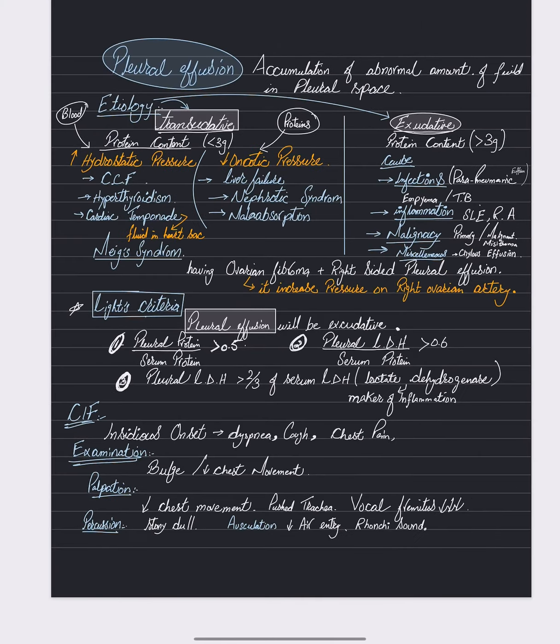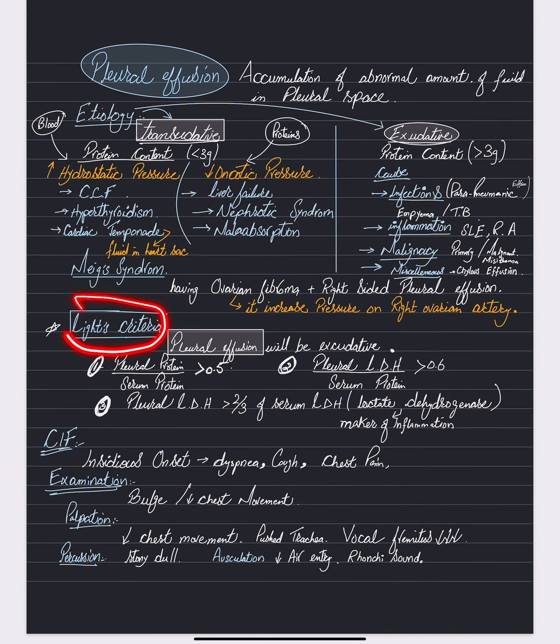And we can use a special criteria to check these imbalances, and whether it's caused by the protein, or by the lactate dehydrogenase, or by trauma or tumor. So there's a simple mechanism we have to check. In the exudative condition, the effusion will be exudative. Let's check it with the pleural protein and serum protein. If the ratio is more than 0.5, this is the first criterion. Second criterion, pleural lactate dehydrogenase to serum lactate dehydrogenase more than 0.6.